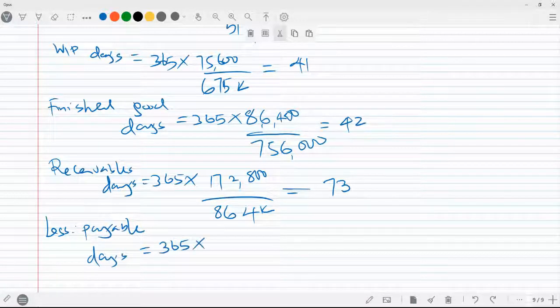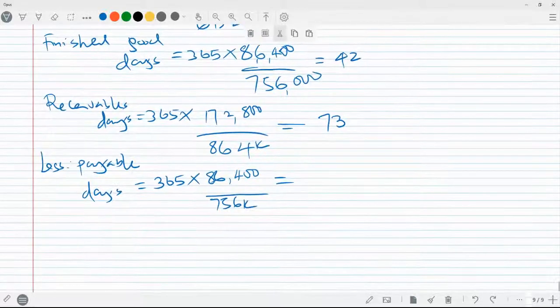365. We multiply by payables, that is the amount we owe suppliers at a point in time, 86,400. We divide by the goods that are bought on credit. It's hard for now to know how many goods were bought on credit. So therefore, what do you do? You use the cost of sales, and the cost of sales in this case is 756,000, or rather the cost of goods sold.